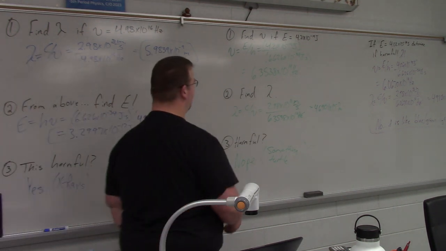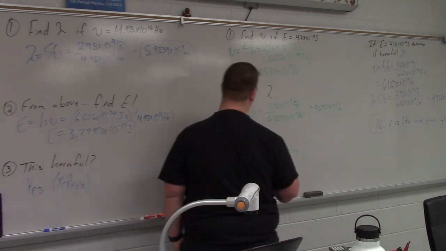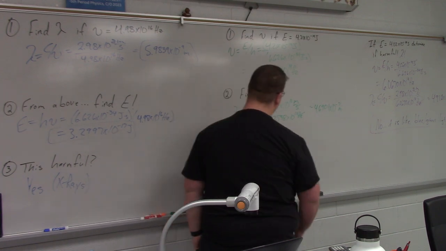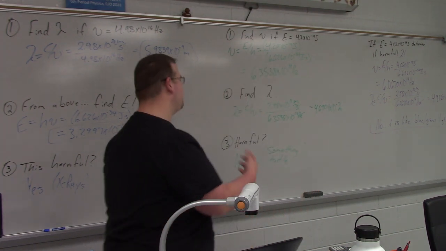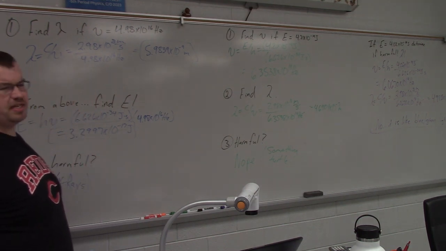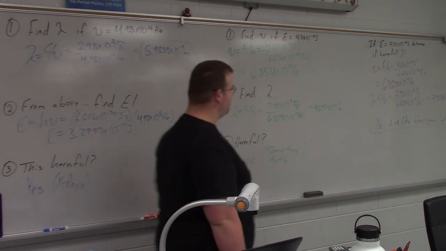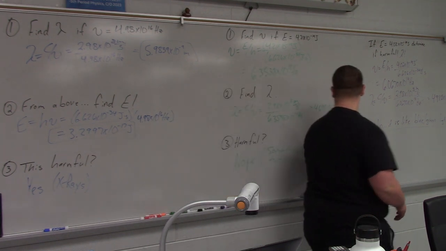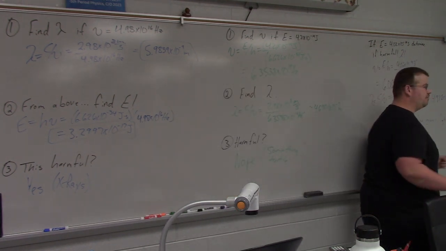Second question on this problem, I ask you to find wavelength. Wavelength is 2.98 times 10 to the 8 meters per second, the speed of light, divided by 6.3538 times 10 to the 14 hertz. That gives me 4.6901 times 10 to the negative 7 meters.